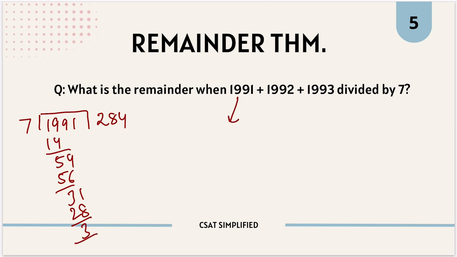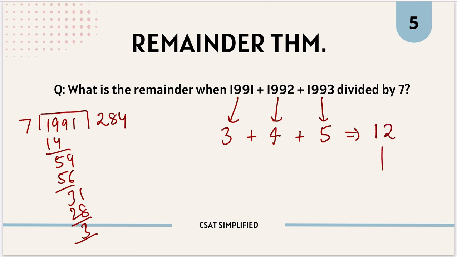So this is going to give me a remainder of 3. This you can calculate, this is going to give me a remainder of 4. This is going to give me a remainder of 5. So 3, 4 and 5 are the individual remainders. I am going to sum all of them. So it is going to be 5 plus 4 plus 3, which is 12.